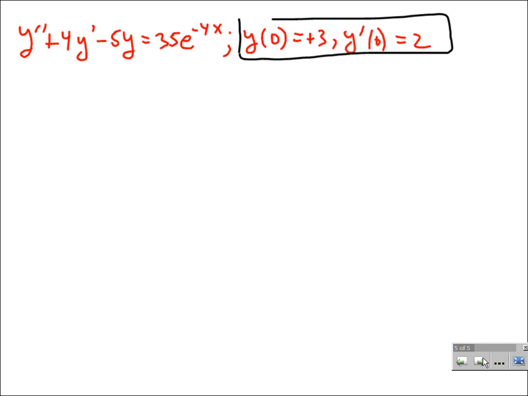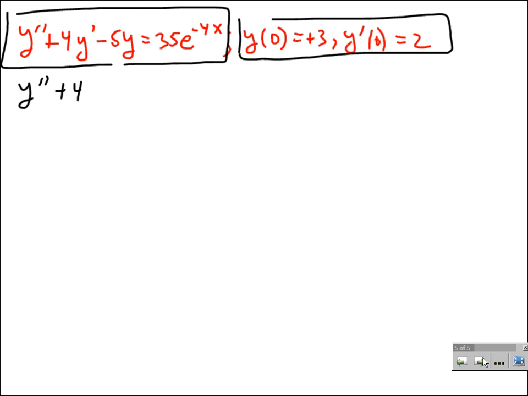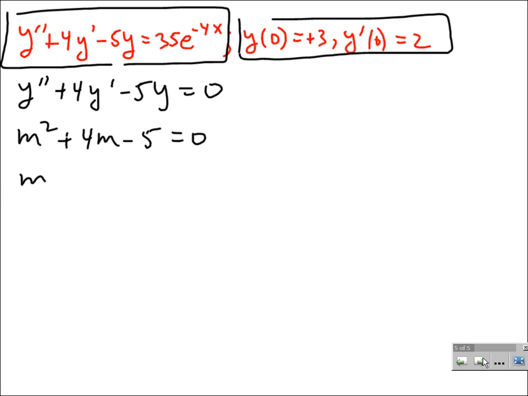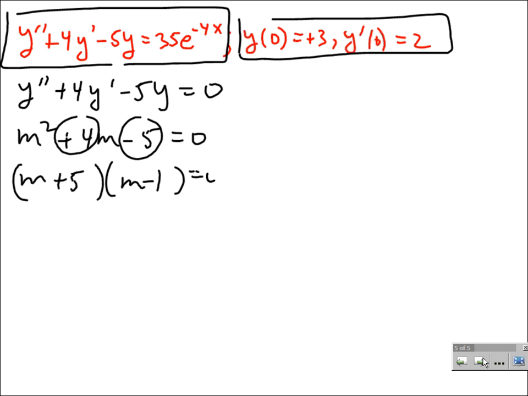Let's find the homogeneous solution to this corresponding equation. That is y double prime plus 4y prime minus 5y is 0. And m squared plus 4m minus 5 is 0. Want two numbers that multiply out to negative 5 but add to 4. And those two numbers are positive 5, negative 1. Then m is negative 5, m is 1. So the homogeneous solution is done.